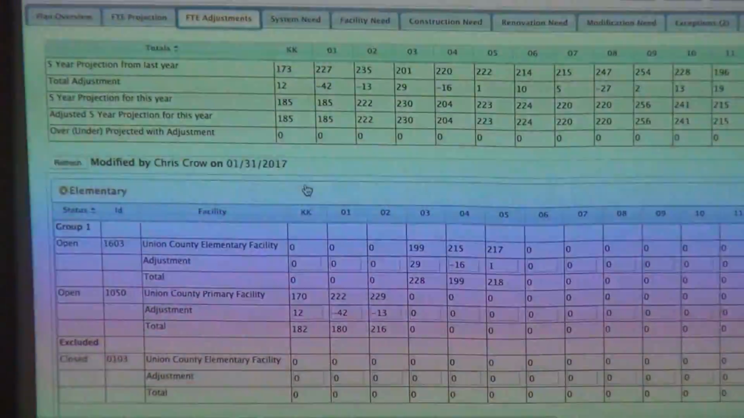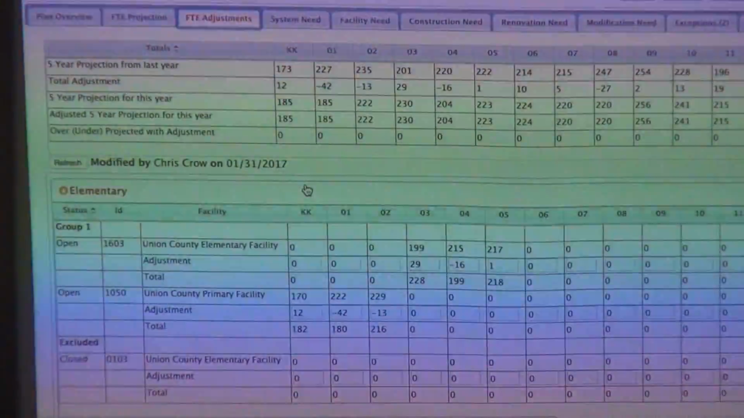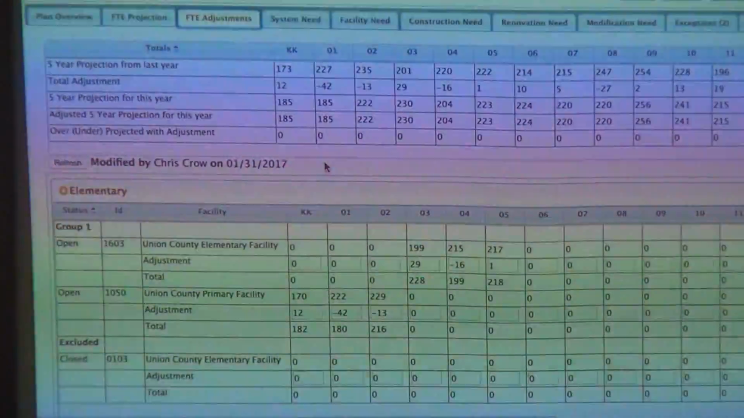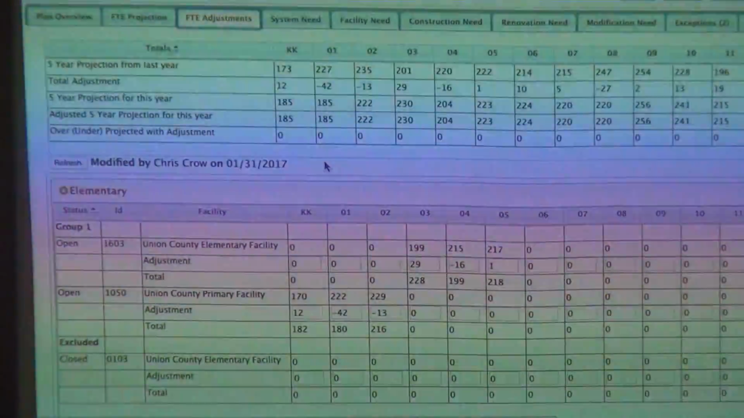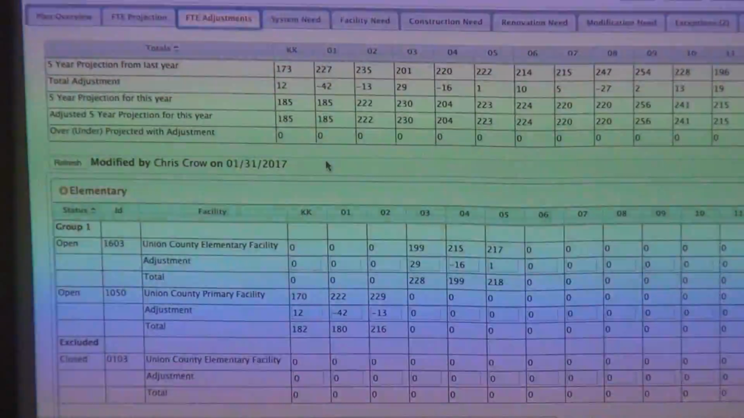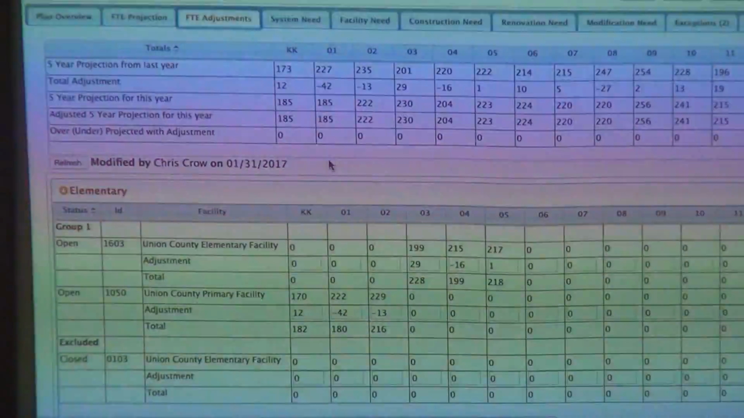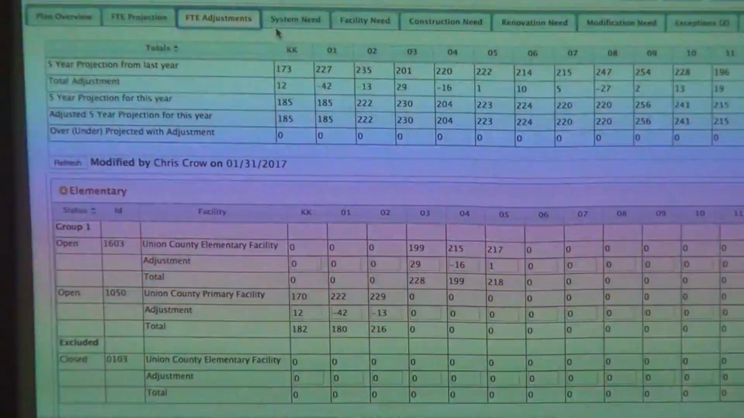But here the adjustments are fairly easy to make because you have new schools. Each year Chris and I and Keith work together to make sure those adjustments are made so that we know what our projections are going to be for the next 5 years. And we look at that as we start to plan.